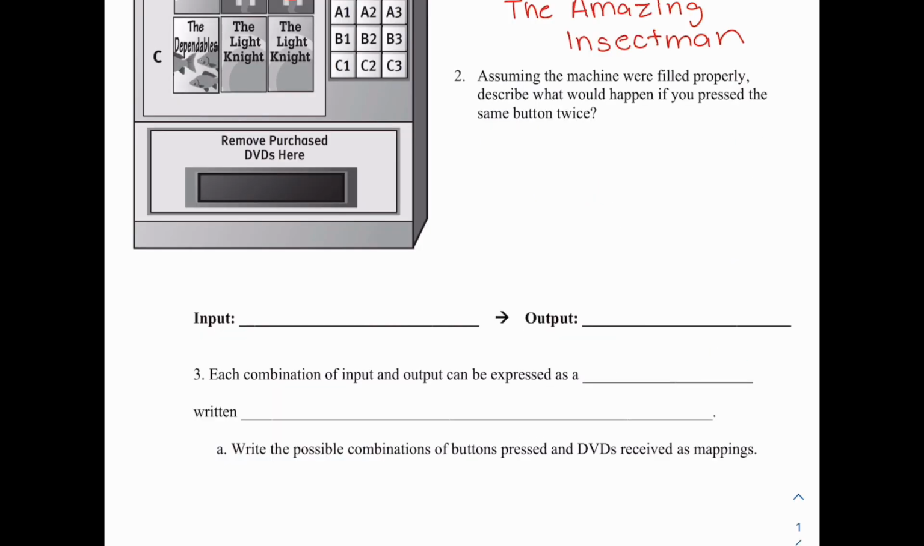Question 2 says, assuming the machine were filled properly, describe what would happen if you pressed the same button twice. So we said if we pressed the button B3, we would get The Amazing Insect Man. Now imagine if we pressed B3 again. If it were filled properly, we would expect to get The Amazing Insect Man again. So if this machine were filled properly and we pressed the button twice, you would get the same DVD twice.